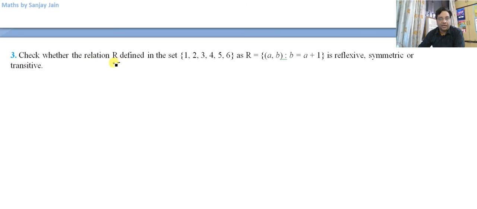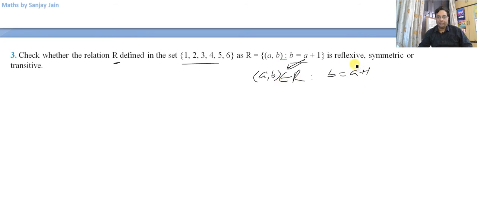Check whether the relation R defined in this set, and this is how it is defined. A comma B belongs to this relation R such that B is equal to A plus 1. We have to check whether it is reflexive, symmetric, or transitive. So let's check for reflexivity first.